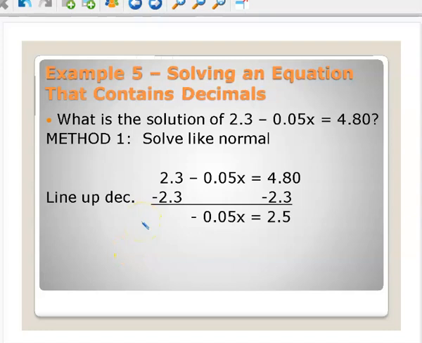Okay, when you do that, you end up with a negative 0.05x. Don't forget, the sign stays with the term. Okay, that's where a lot of mistakes will happen. If we subtract these two numbers, we get 2.5. Of course, the next step is going to be to divide by negative 0.05, and you'll end up with an answer of x being equal to 50. Sorry, negative 50. Okay.